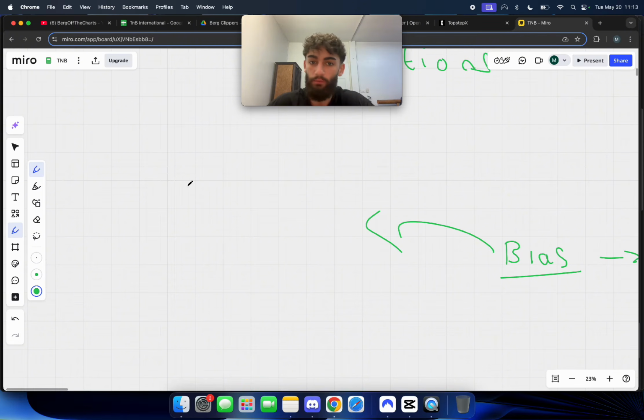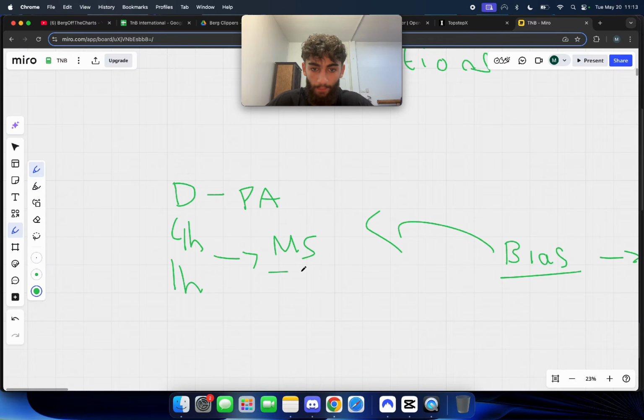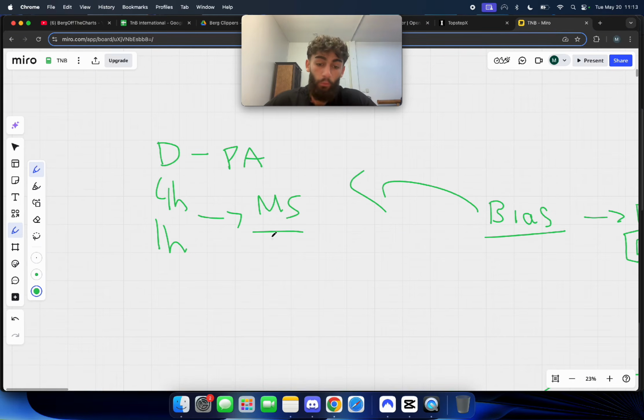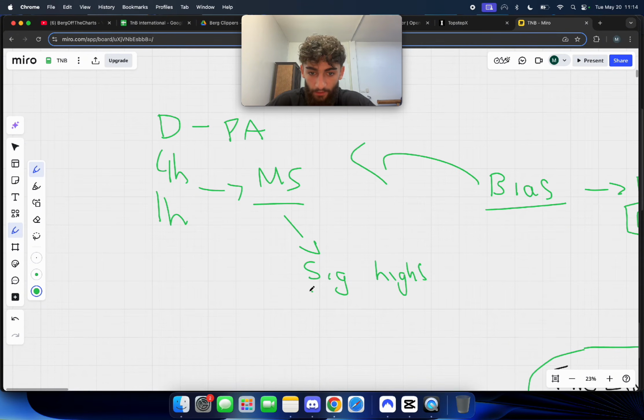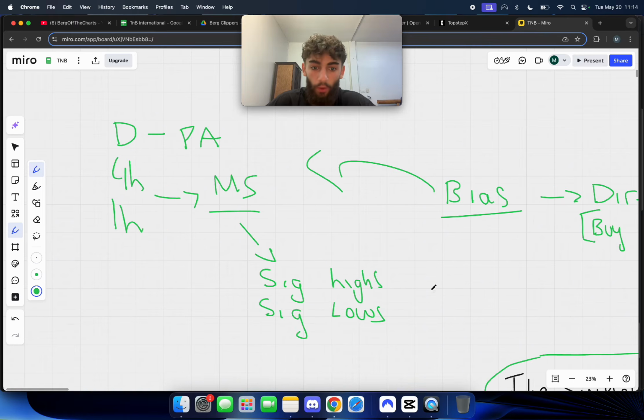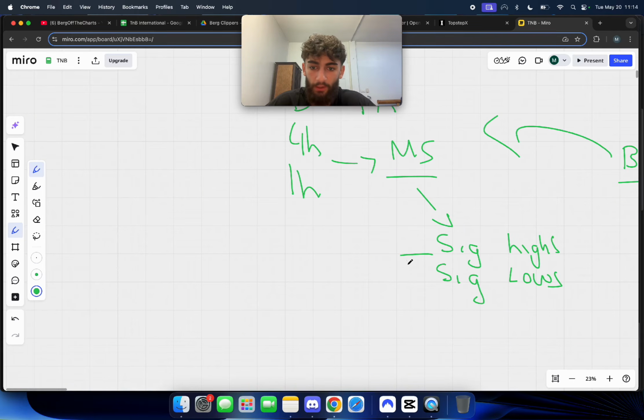So for me, and you can replace this with whatever you want to do, I'm looking at 3 different time frames just to create a good average. So daily, I'm looking for PA. 4 hour, 1 hour, I'm looking for market structure. So MS, yeah? And what is market structure? Significant highs, sig highs, and then sig lows as well. And then what am I looking for in those sig highs and sig lows?